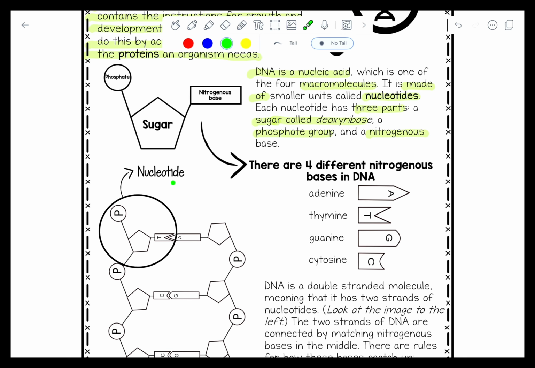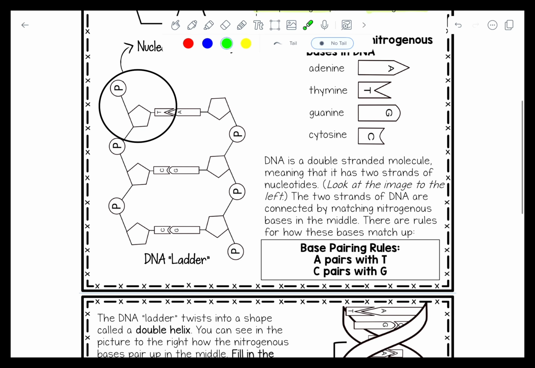This is the nucleotide right here. And you can see this whole thing together is a nucleotide. So one of the things that we'll end up doing as we study DNA more closely is getting how all of these things fit together. Okay? Let's go ahead and go to the next paragraph.